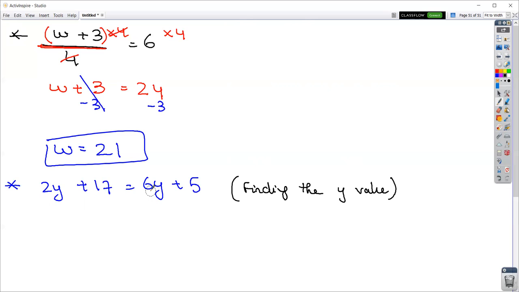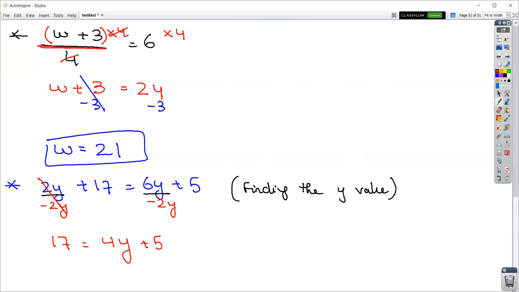We always try to shift the smaller number towards the bigger side. So this is 2y and this is 6y. The smaller one is plus 2y. The inverse of plus 2y would be minus 2y to do on both the sides. So this plus 2y and minus 2y would cancel. On the left hand side now we are having a 17. 6y minus 2y would be 4y and then plus 5.